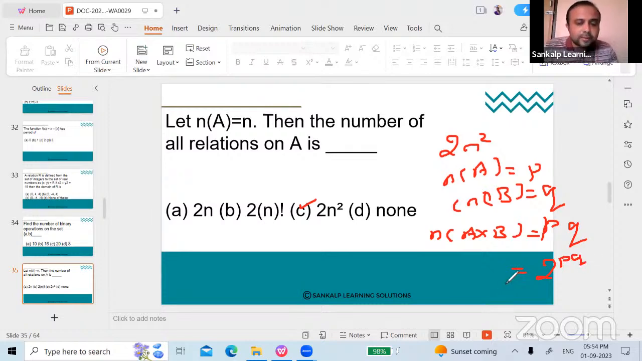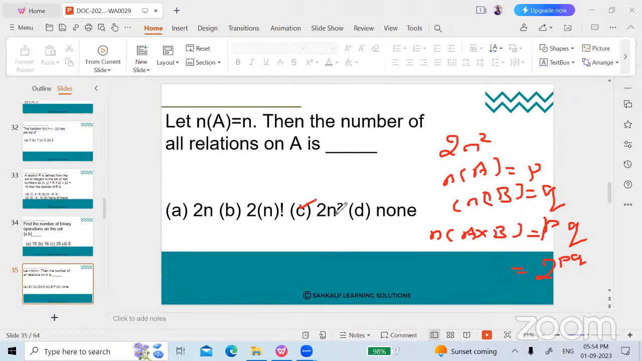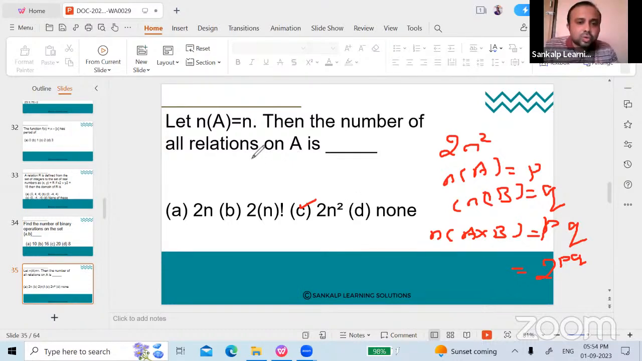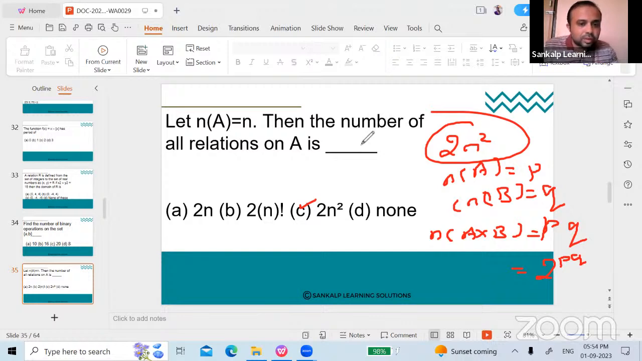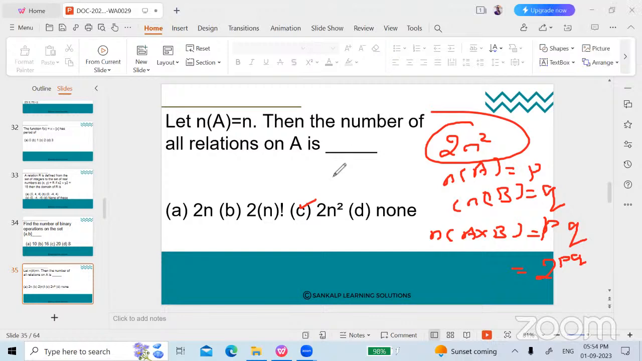Am I right? 2 raised to PQ in the sense what? Here, PQ relations are there, so I took 2 raised to PQ. So for that, it is 2 to the power n square. Why? Because 2 into PQ is not given, it is 2 to the power PQ. So 2 to the power n raised to 2 is the answer. So answer C is the correct answer.